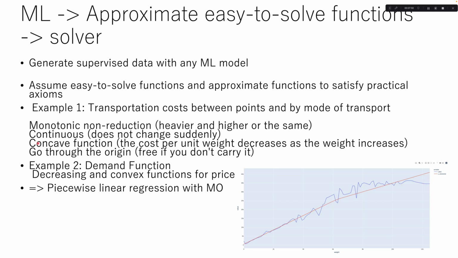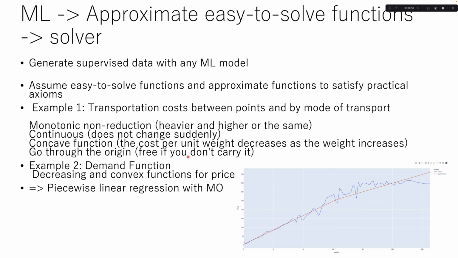Transportation costs by location and transportation mode are assumed to be monotonic non-decreasing, i.e., costs do not decrease as weight increases, continuous, i.e., no sudden changes, concave, i.e., unit costs decrease as weight increases, and pass through the origin, i.e., no cost when nothing is transported. This piecewise linear approximation satisfying these axioms can be easily computed using a mathematical optimization model.